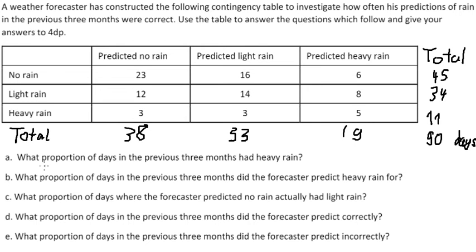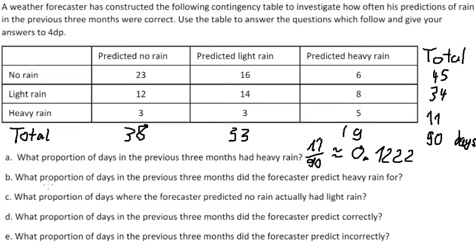Now, question A. What proportion of days in the previous 3 months have we rent? So have we rent, that's it in here. So we just sum three numbers in here, and then we divide by the total days, 90. And this one is approximately 0.1222. And this is the answer of question A.